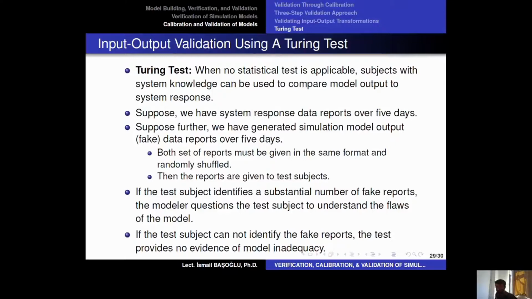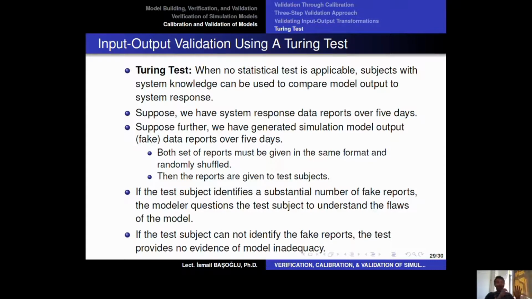Now, I'm just going to talk about the input-output validation using a Turing test. This Turing test is a qualitative test, actually. So when no statistical test is applicable, when you cannot run any statistical procedure, the subjects with system knowledge can be used to compare model output to the system response. So let's just explain the Turing test.